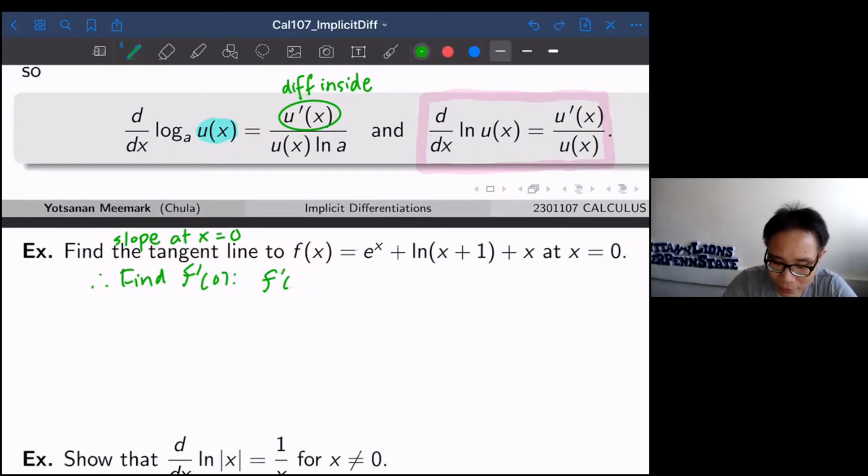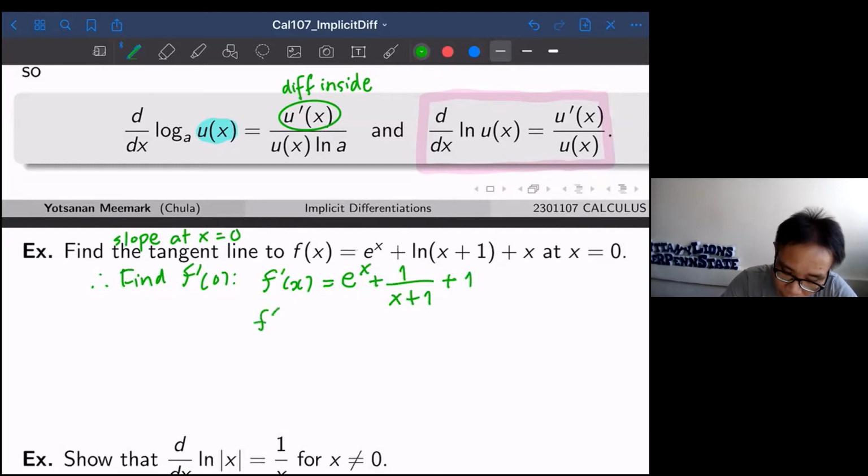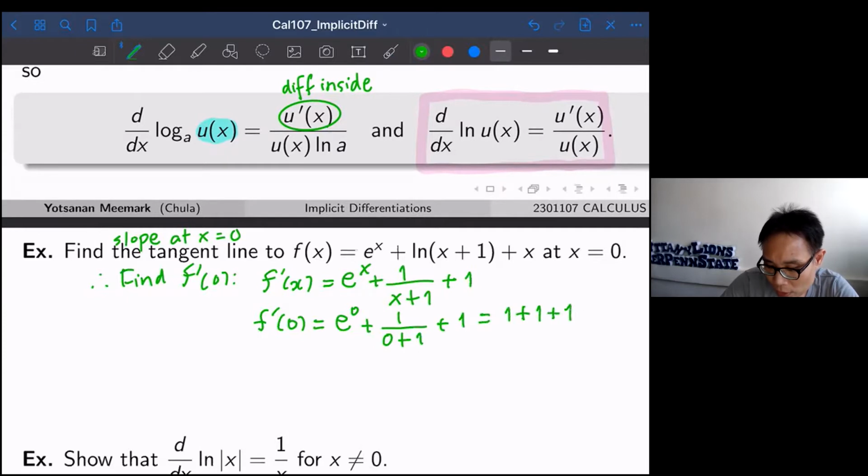First you need to find f prime x. You differentiate e to the x, you get e to the x. You differentiate log x plus 1, it's going to be 1 over x plus 1, and you differentiate x, you get 1. So you have f prime 0 equal to e to the 0 plus 1 over 0 plus 1 plus 1. So it's going to be 1 plus 1 plus 1 equal to 3. So you have the slope equal to 3.